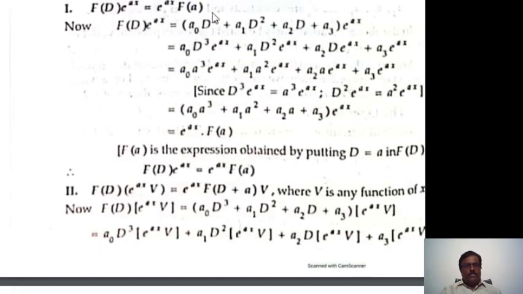or this can be written as e^(ax). Now again this is similar to the first equation, only the difference is that in place of D we have here D + a. Okay, so therefore this is e^(ax) f(D + a) v. So therefore f(D)(e^(ax) v) is equal to e^(ax) f(D + a) v.